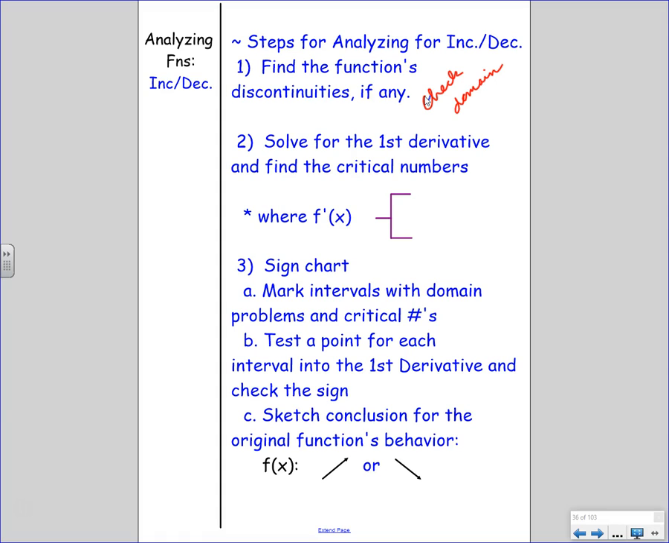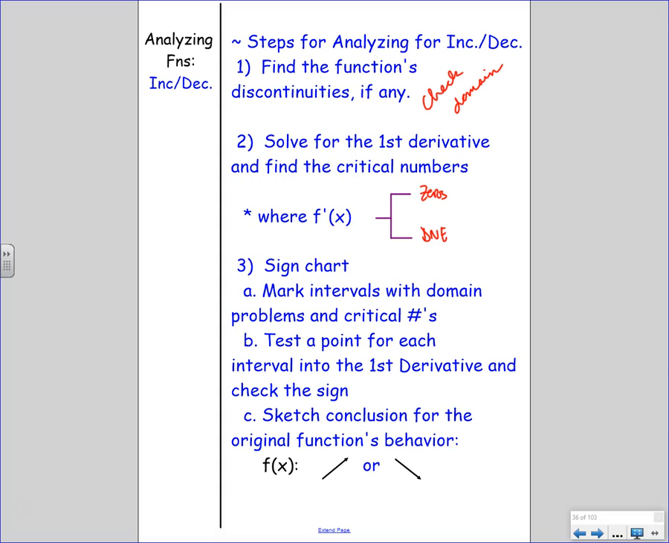Solve for the first derivative and find the critical numbers, where f prime equals zero or is undefined. Remember, not every derivative is undefined, so we don't always have to worry about that. Technically, not every derivative has zeros, but we have to check.